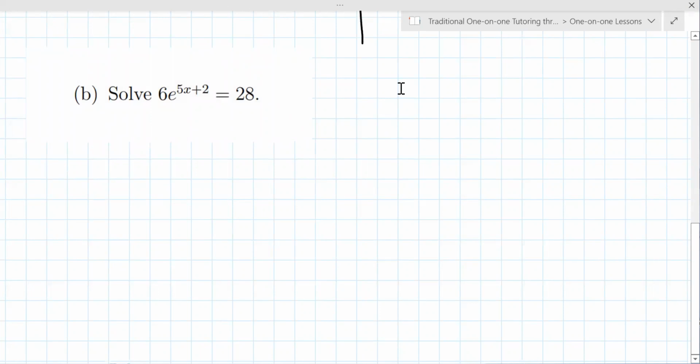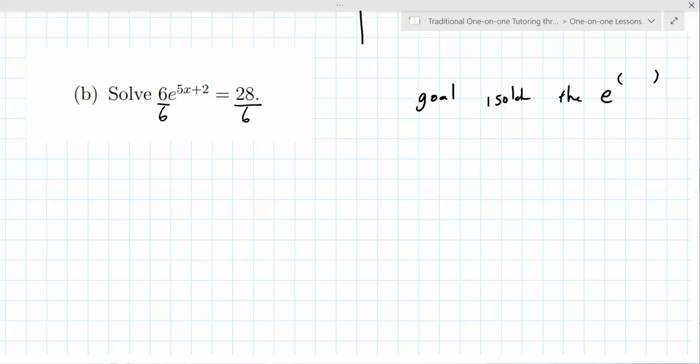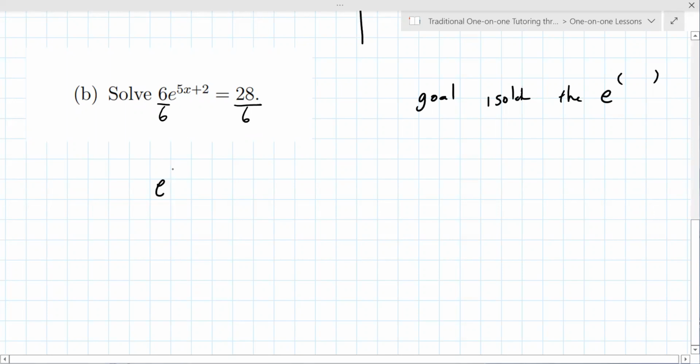So the goal is to isolate the E. If there's something out in front, you would divide it, or if there's something being added or subtracted, you would subtract it, and so on, depending on the problem. So we have e to the 5x plus 2 equals 28 over 6. You could reduce that to 14 over 3, but the key here is to get rid of the E, you have to use natural logarithm of both sides of the equation.